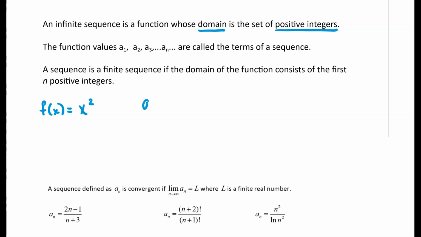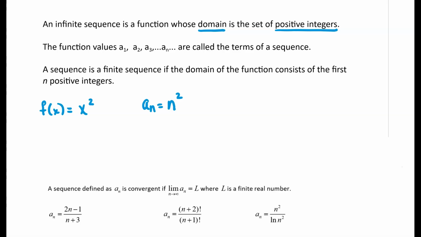However, when I write a sub n equals n squared, it's still in the same sense of whatever I put in for n, I'm going to square it, but the domain is limited. You don't have a half term. You don't have a pi-th term. You don't have an i-th term. You have a first term, a second term, a third term. So think of your ordinal numbers.